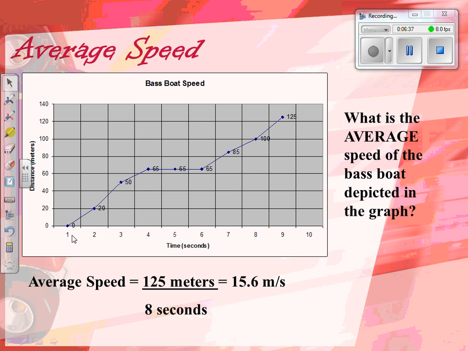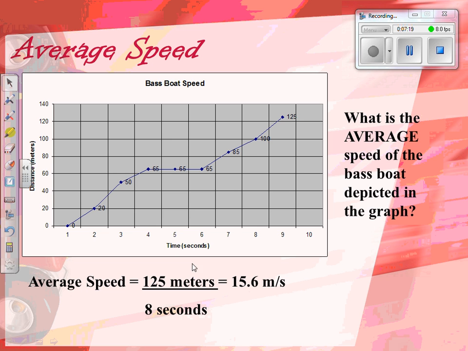So the average speed, to calculate it, you find out the total distance he went. Well, he went from 0 to 125 meters. How long did that take? Well, he was at 0 at 1 second, and at 9 seconds, right here, he was at 125 meters. So his total distance was 125 meters. The total time, from 1 second to 9 seconds, is 8 seconds.